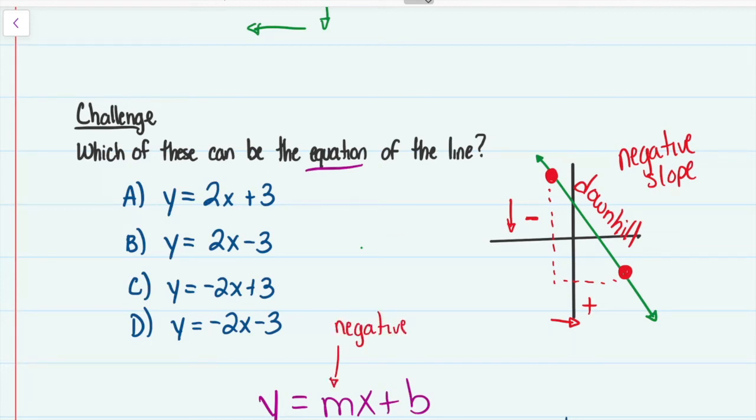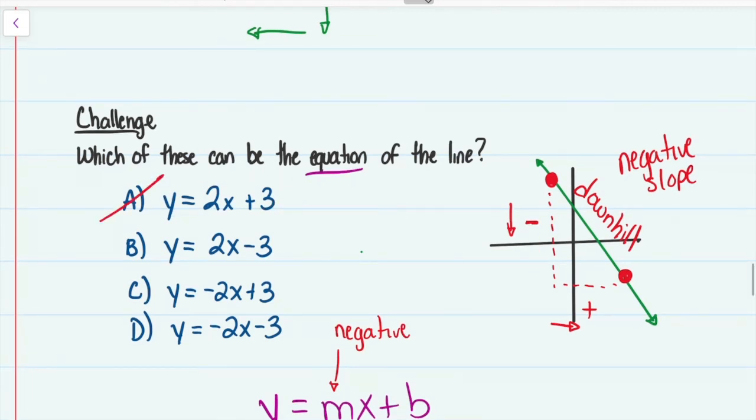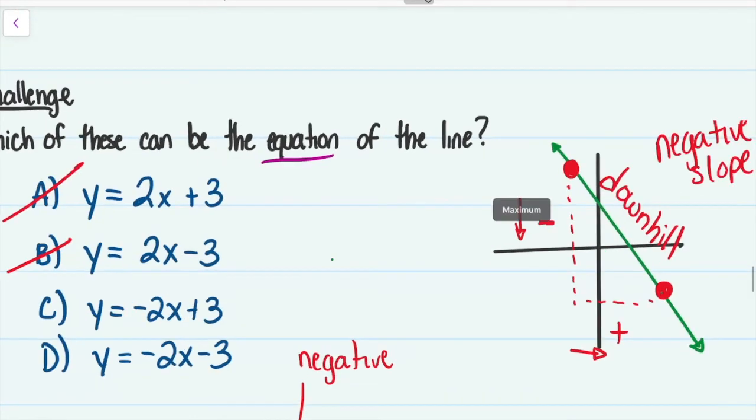Well, let's eliminate a few. Does this have a negative slope? Nope, it's a positive 2, so that's wrong. Does this have a negative slope? Nope, it's another positive 2, so that's wrong. So look, guys, we have a 50-50 chance now. What else can we check?